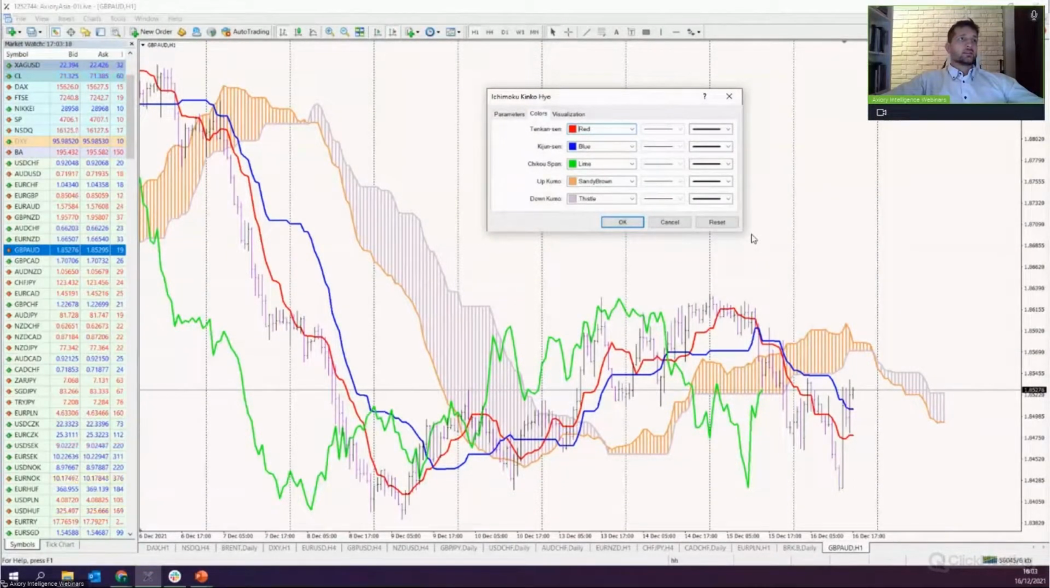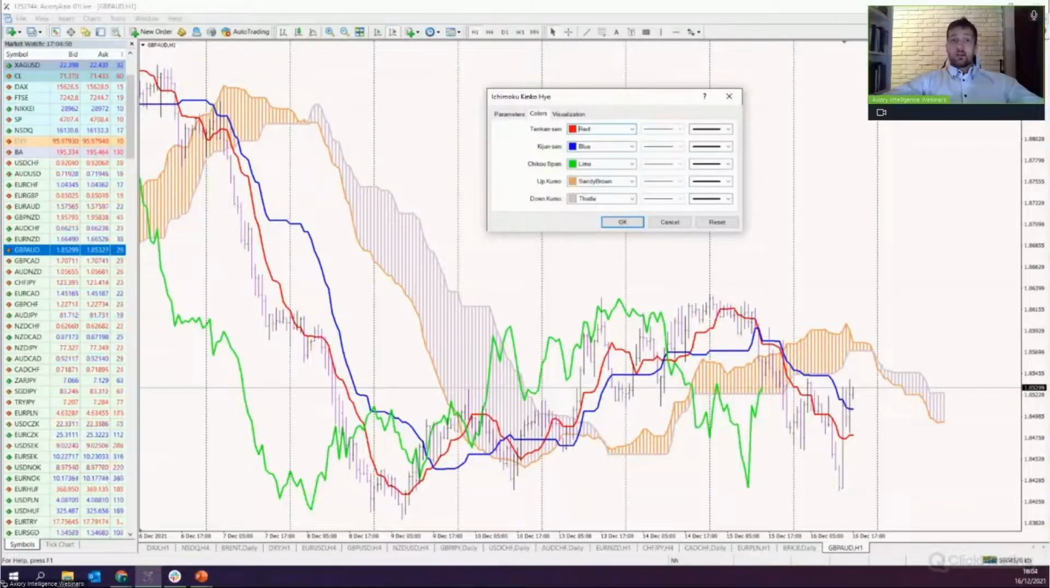So Ichimoku has 5 different lines. By default, you have a red line, which is Tenkan-sen. Sorry for my Japanese. You have a blue line, which is Kijun-sen. You have a lime green line, which is Chikou span, and you have a cloud. This is a cloud which is limited by 2 lines, by Senkou span A and Senkou span B. Up Kumo, Senkou span A, and down Kumo, Senkou span B. Kumo is a cloud in this case.